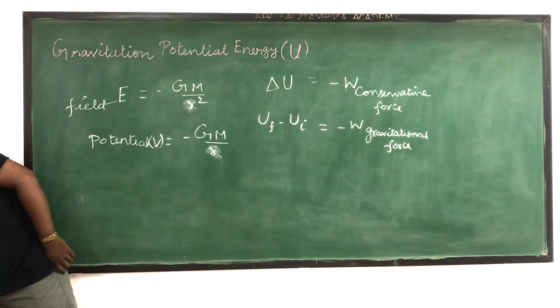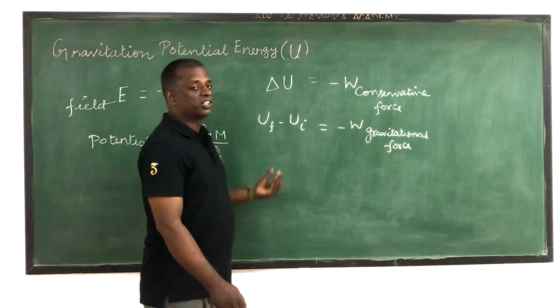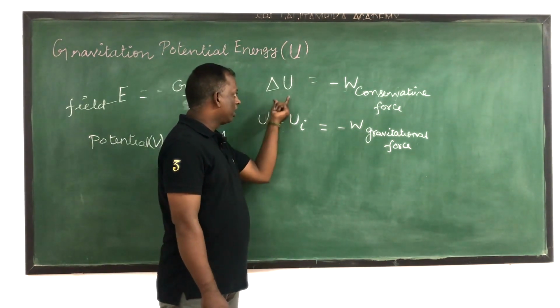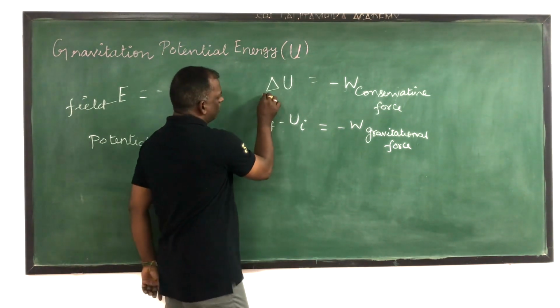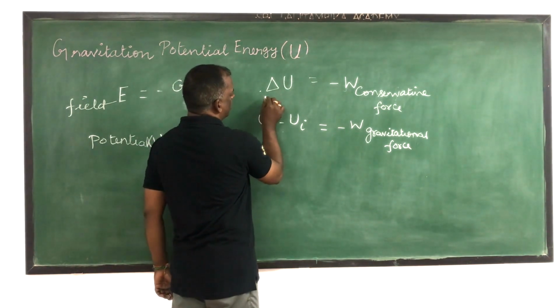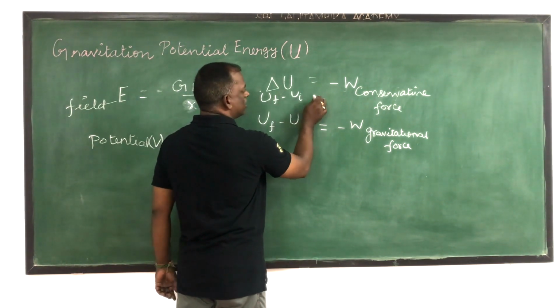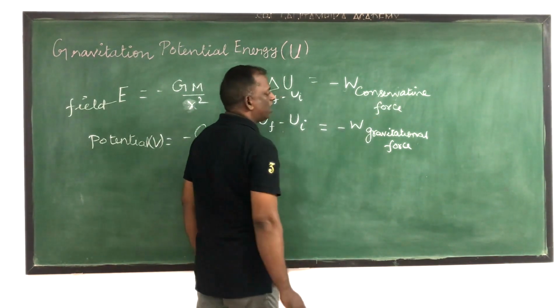So இதுதான் நம்ம வந்து potential energy னு சொல்றோம். So potential energy எப்படி சொல்லலாம்? ரெண்டு விதமா சொல்லலாம். So இந்த இடத்துலயும் we can write this. What is delta U? UF minus UI is equal to work done by the conservative force.